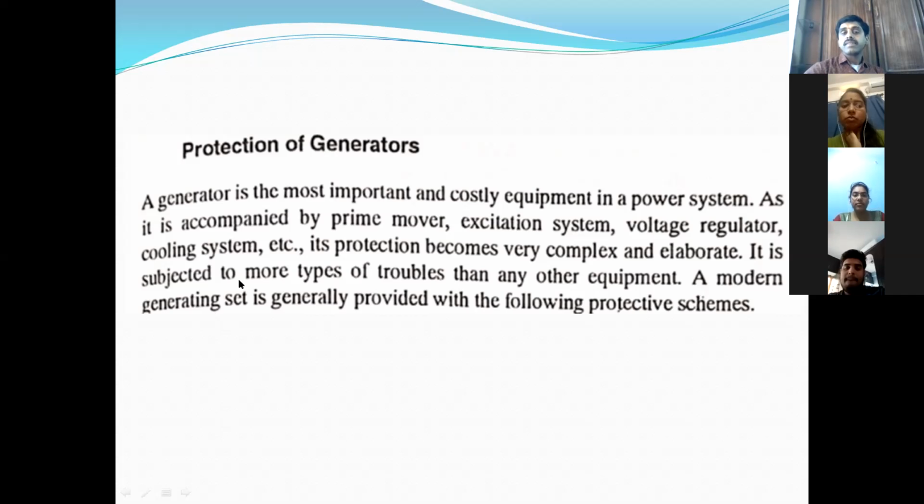And that means stator and rotor protection. Apart from that, we have other abnormal conditions that we have to take care of. That's why this protection is very complex and elaborate when compared to other equipment. So it is subjected to more types of troubles than any other equipment. Let us see what protection schemes are involved in this.